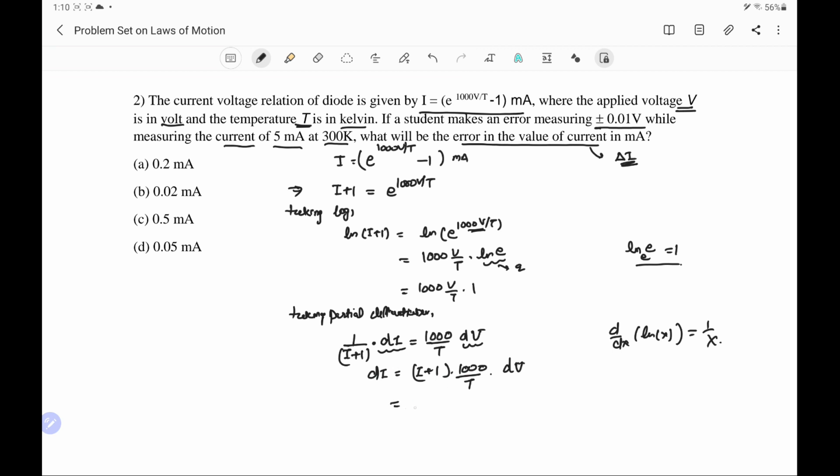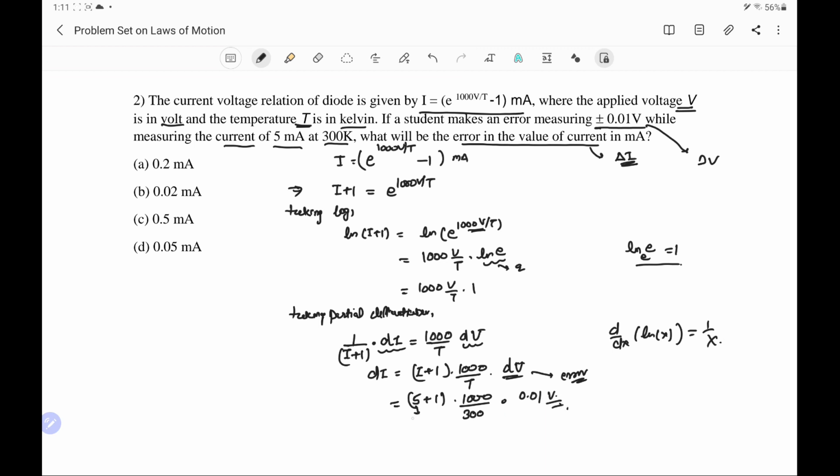As per question, current is given 5 milliampere. This is 5 milliampere plus 1 into 1000, and temperature is given 300 into dV, the error in the measurement of voltage. It is given plus minus 0.01 volt, and error is always taken in plus value, so we take it as 0.01 volt.